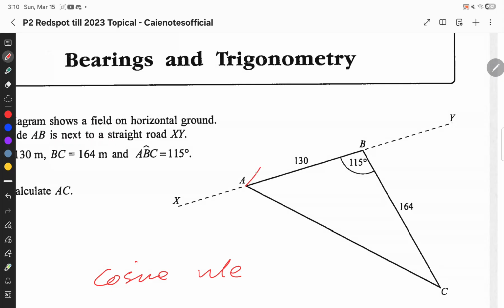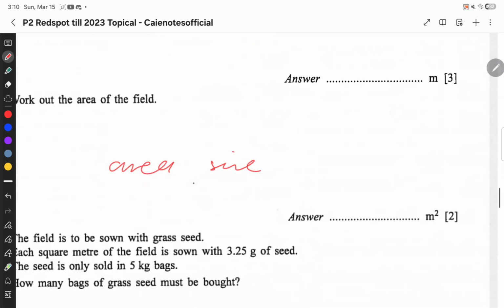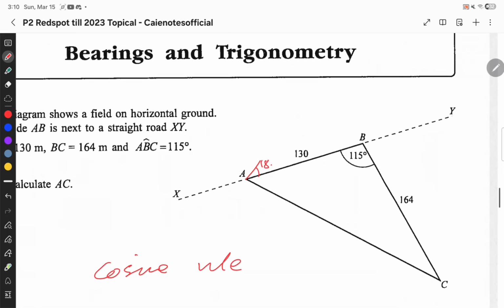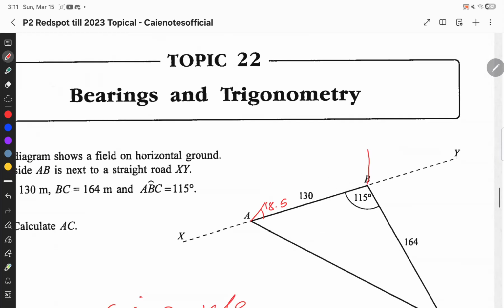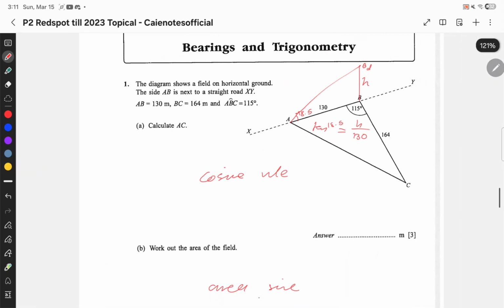So at point A we go by the angle 18.5 degrees, and the bird is right above B. So let's do B of D for the bird, and it asks us to calculate this. This will use tangent, because we have tan of the angle equals opposite, which is the height, let's call it height, over the adjacent, which is 130. Theta is 18.5, and that is our answer for D.